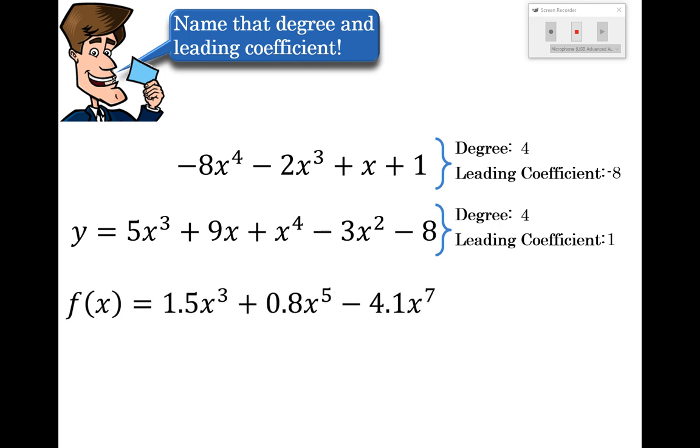One more. Highest degree, 7, 5, and 3. Highest degree is 7. And that leading coefficient then is negative 4.1. So don't be misled when it says leading coefficient. We don't mean the first coefficient you run into. We mean the coefficient with the highest exponent. And again, tomorrow it becomes very, very clear why that's so important to us.